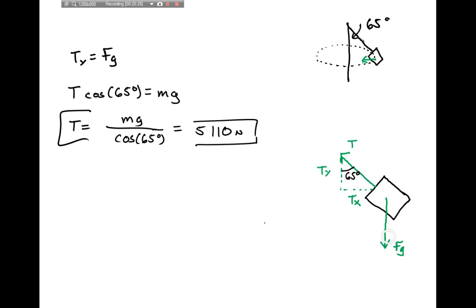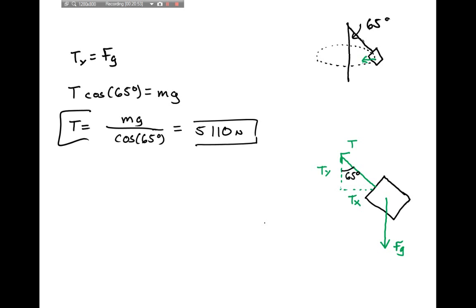Looking at this free body diagram over here, we can see that the x component of my tension in fact points inwards towards the center of the circle. So it's the x component of my tension that is causing the centripetal acceleration. Sometimes we describe this force that is causing the centripetal acceleration as the centripetal force.